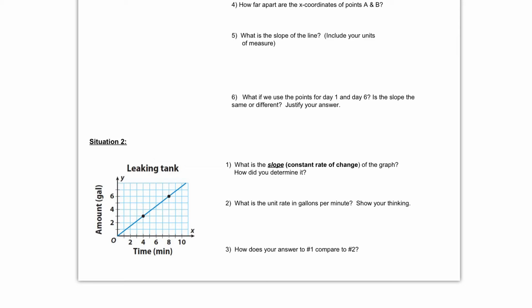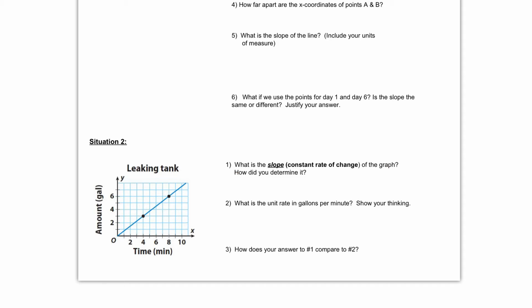In situation 2, we're talking about a leaking tank. We're comparing the amount in gallons of water to the time in minutes. And so number 1 says, what is the slope or the constant rate of change of the graph, and how did you determine it? There are a couple different ways of determining it.